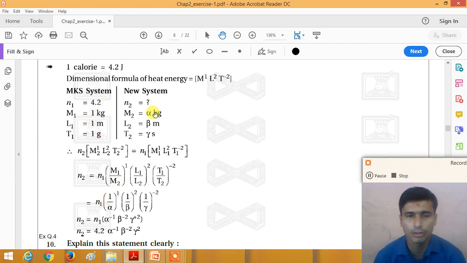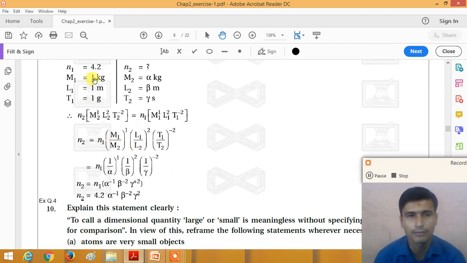M2 is equal to alpha kg, so we put alpha. L1 is equal to 1 and L2 is equal to beta. T1 is equal to 1 and T2 is equal to gamma. So if you put the values of M1, L1, T1, M2, L2, T2, we get N1 times 1 by alpha raised to 1, 1 by beta raised to 2, and 1 by gamma raised to minus 2. Hence we evaluate this equation.